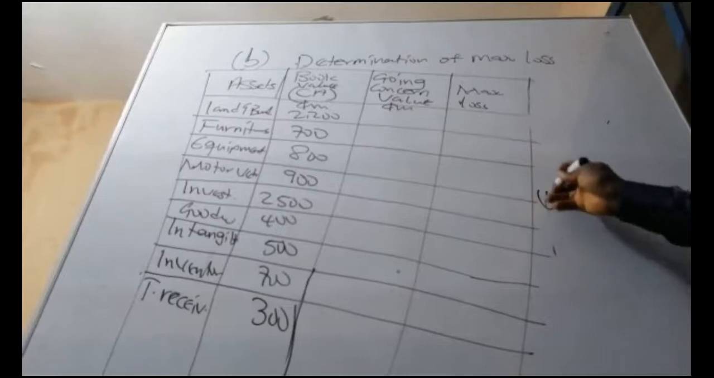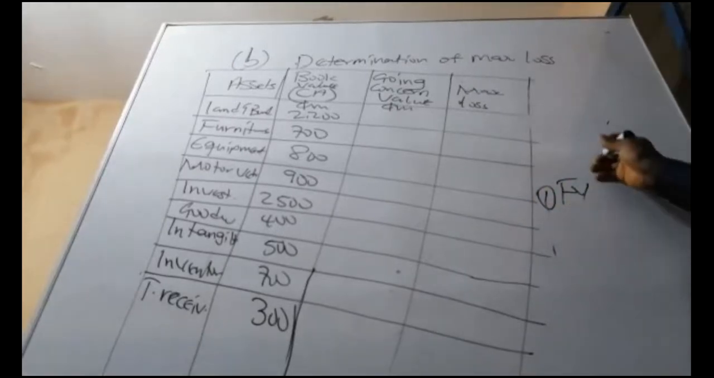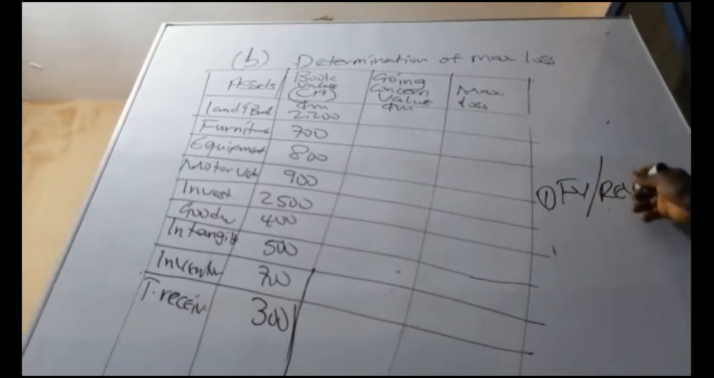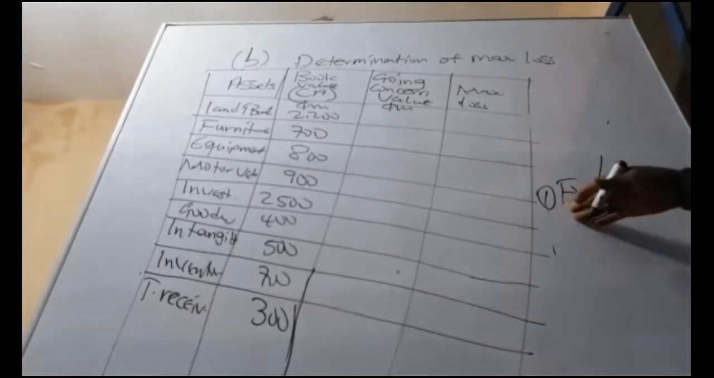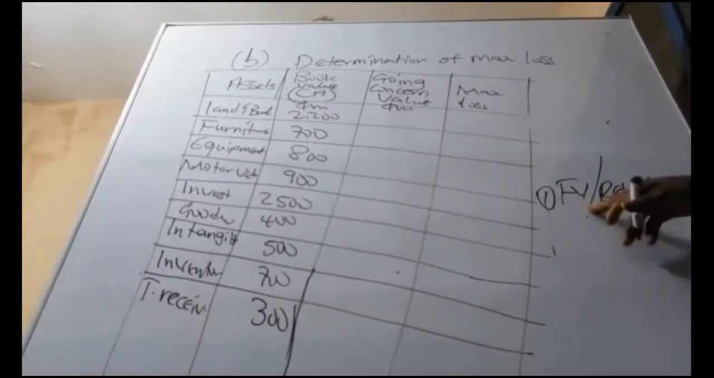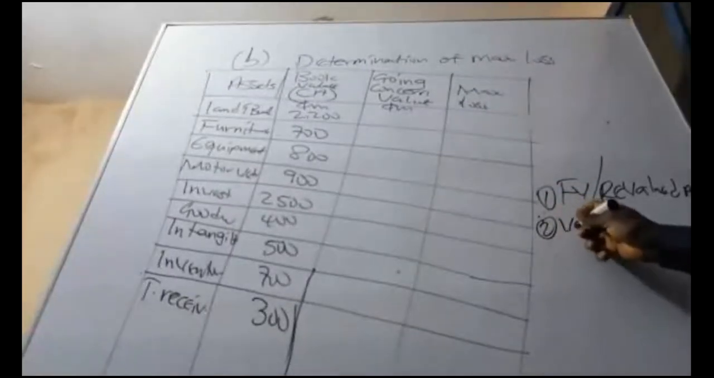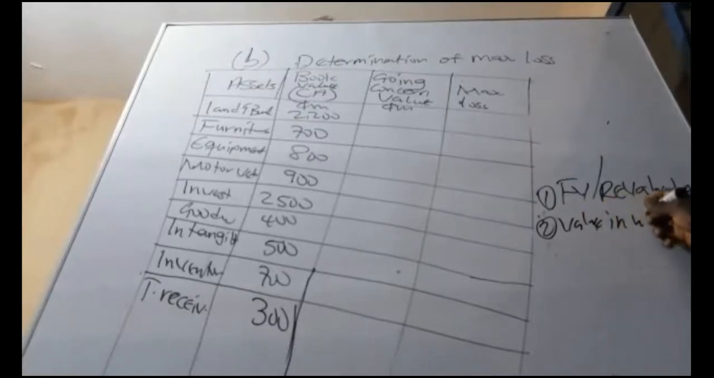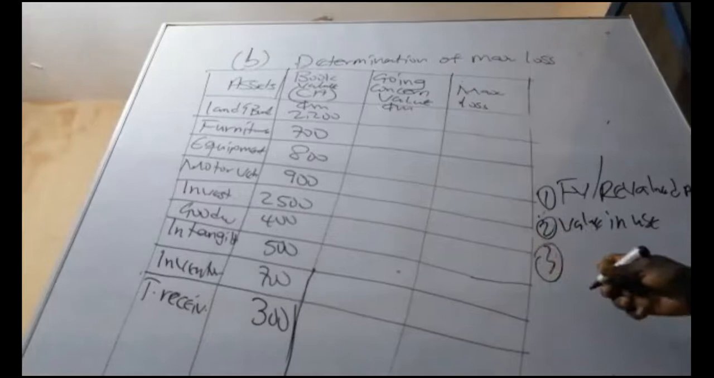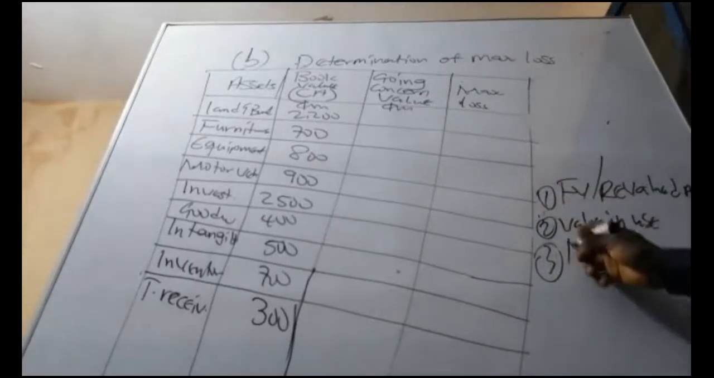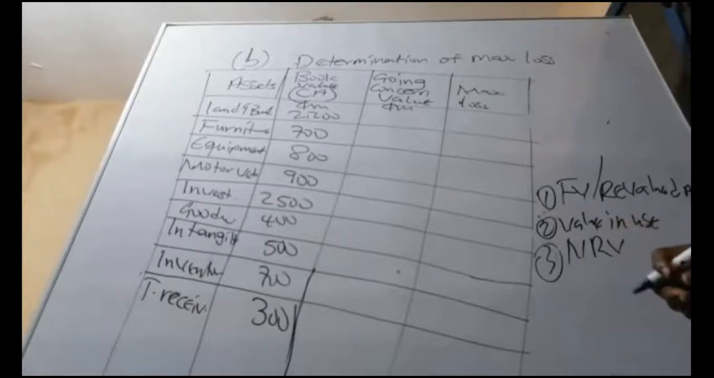Good. So first one, select the fair value. It's also called revalued amount. So they have to revalue all the assets, revaluation. If fair value is not there or the revalued amount is not there, then you can also select the value in use. So second, value in use. Third, for this and this, sum up to give us NRV, net realizable value.